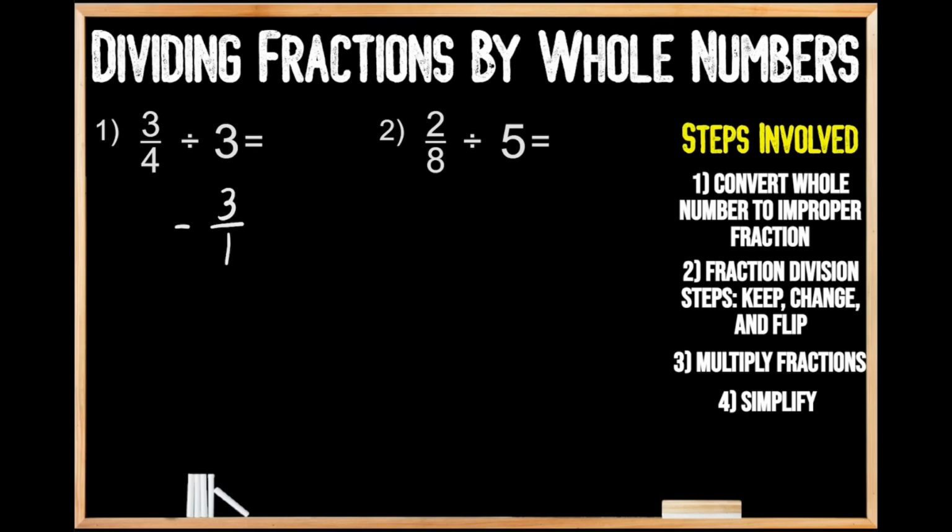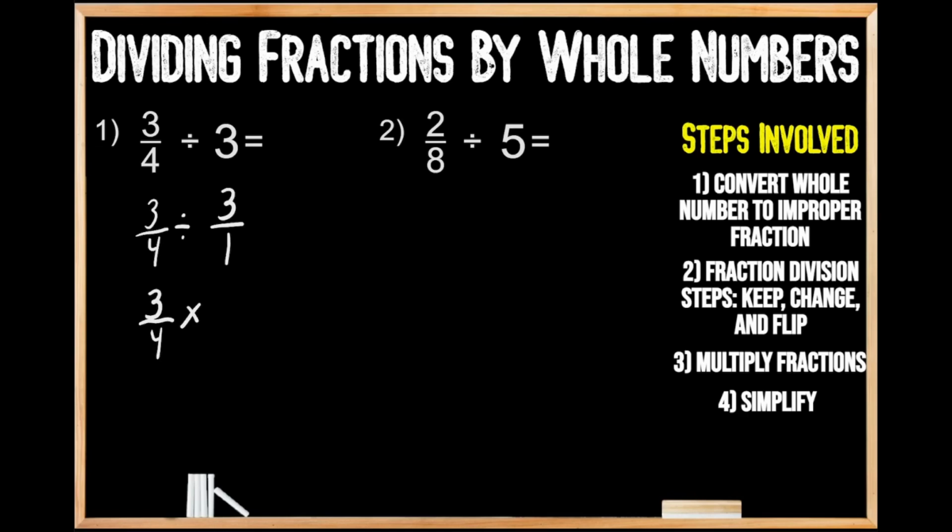Before we move on to step number 2, we're going to write out the rest of this division problem so we don't get confused. In step number 2, we're going to work through the fraction division steps in order to divide these fractions. Those steps are keep, change, and flip. We're going to keep our first fraction the same. It's going to remain 3/4, but we're going to change the operation. To divide these fractions, we're actually going to be multiplying them instead.